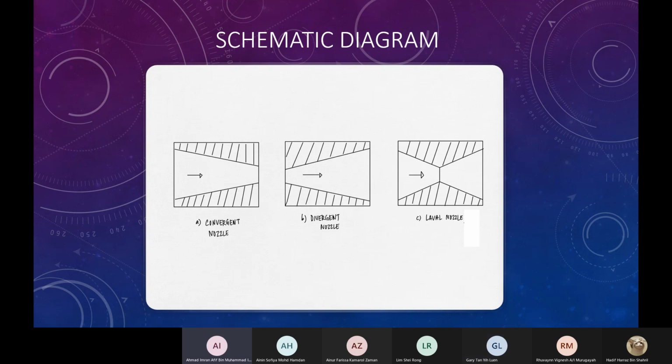Okay, this is the schematic diagram of the nozzle. There are three different types of nozzles here. First one is the convergent nozzle, the second one is the divergent nozzle, and the last one is the Laval nozzle.